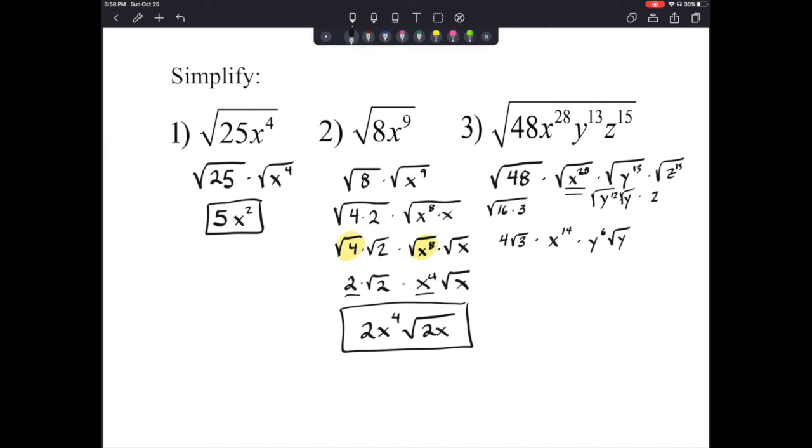Let's take it and cut off one. Z to the 14th times z. We know the square root of z to the 14th is going to be z to the 7th. And then we have times the square root of z still.